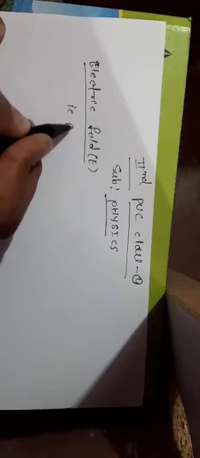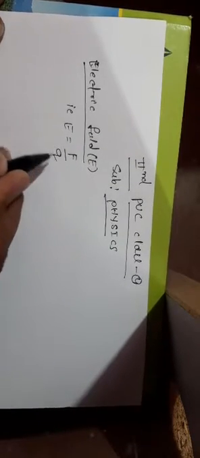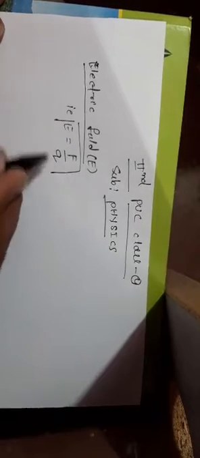Electric field is represented by the symbol capital E. First of all, what is the meaning of electric field? The electric field is defined as the force acting on any positive charge.